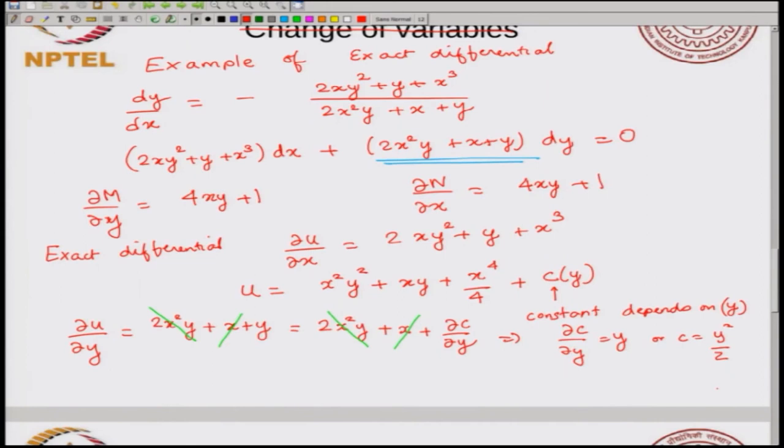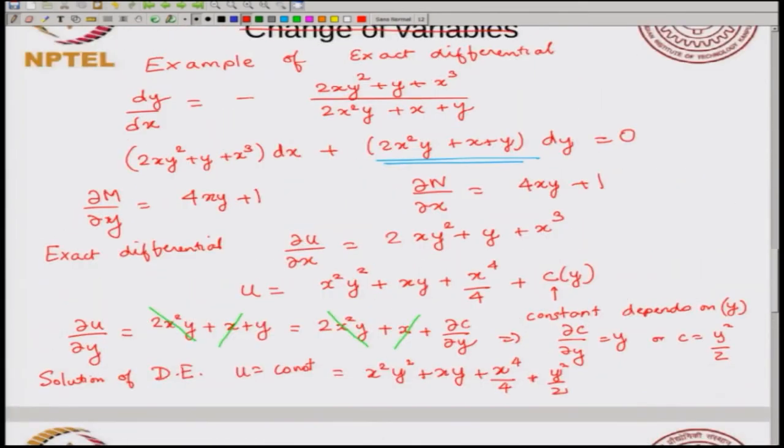And so, I can write the total u. So my solution of the differential equation is u equal to constant, equal to x square y square plus x y plus x 4 by 4 plus y square by 2. Okay? So this is a constant. So we solved this differential equation by this method of exact differentials.